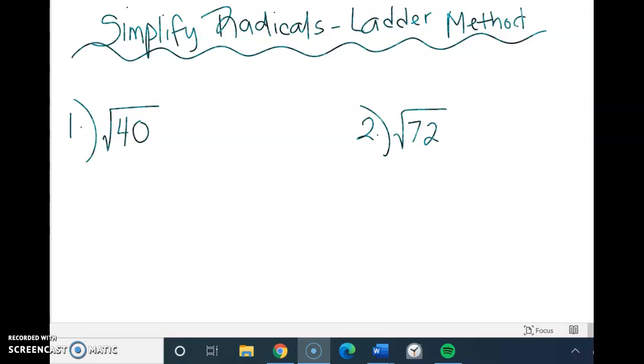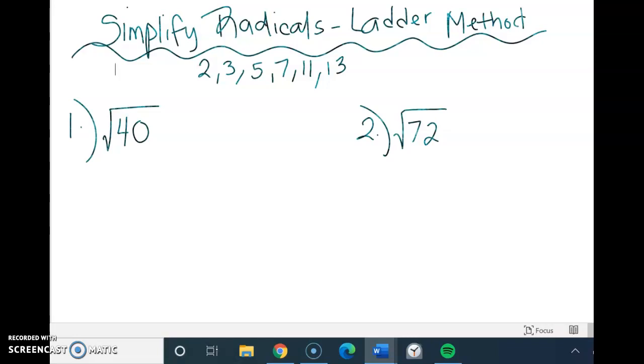Before I get started, the first thing I want to do is list all of my prime numbers. My prime numbers are 2, 3, 5, 7, 11, and 13. The reason I'm listing these numbers is because those are the only numbers that I can divide by when I'm using the ladder method. And I'll explain what I mean. Okay, so let's get started and do the first example.